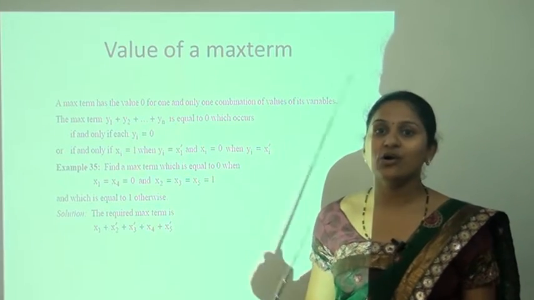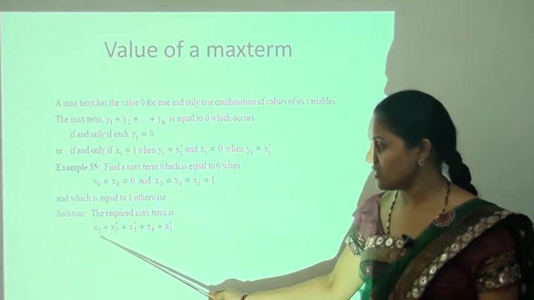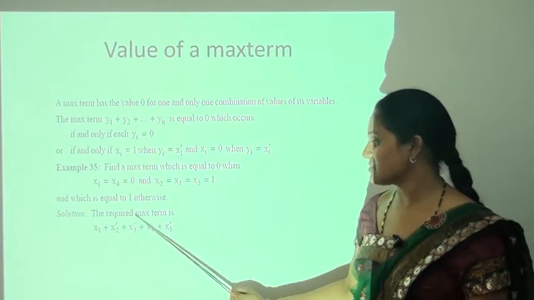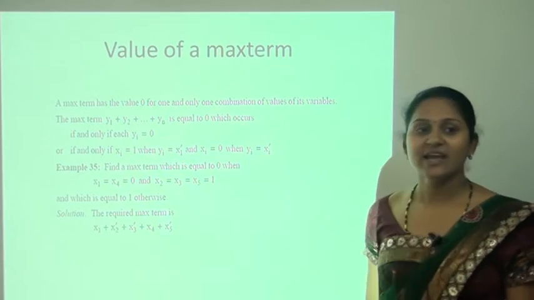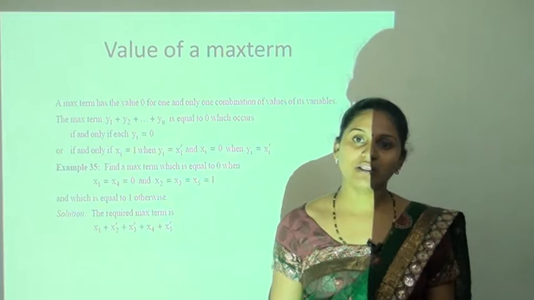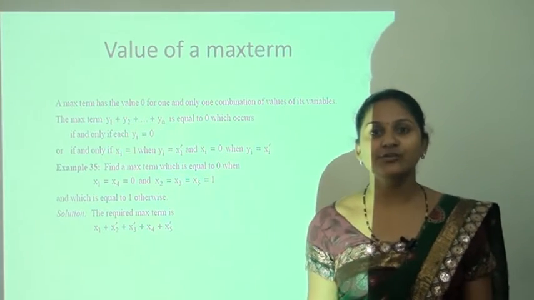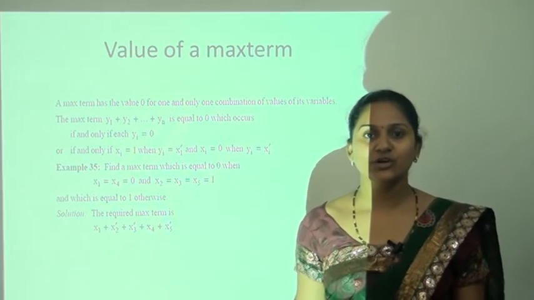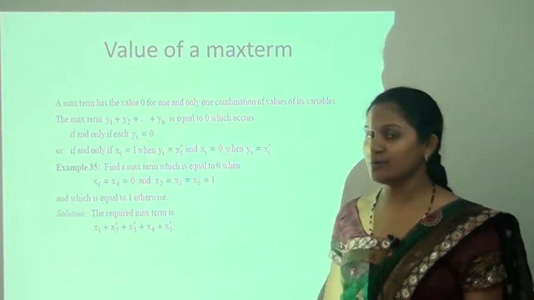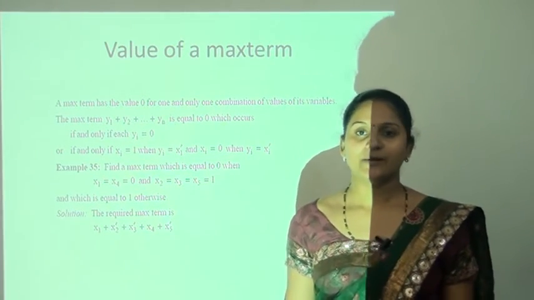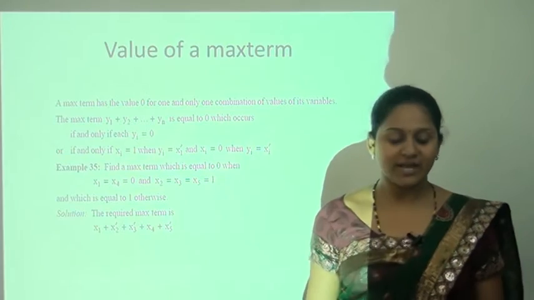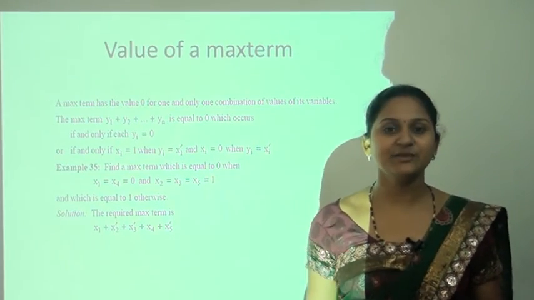So we will add all the zeros. These are x1 plus x2 complement plus x3 complement plus x4 plus x5 complement. So if all the values are 0, obviously the calculated value will be 0. So we got the value 0, that is the max term. Okay. So this is our Boolean expression application part.